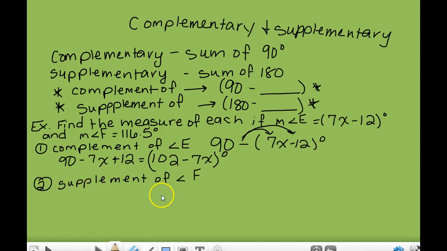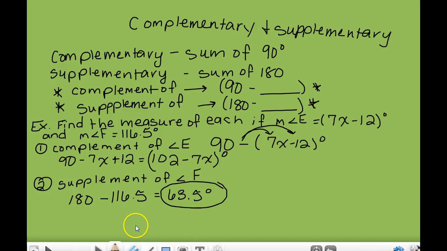All right, and the same thing. I want you to find the supplement of angle F. Angle F is 116.5 degrees, and so the supplement of is 180 minus. So I'm having to find 180 minus angle F, which is 116.5. And 180 minus 116.5 is 63.5 degrees. So that is your answer. So it's that simple. The supplement of, 180 minus. The complement of, 90 minus. That's it.